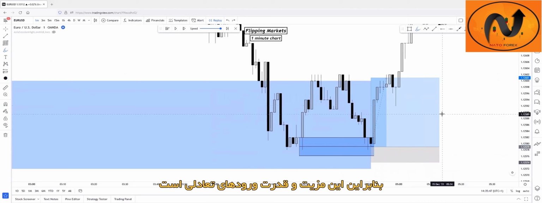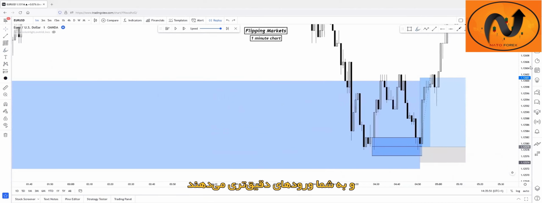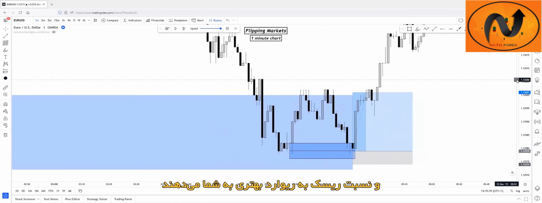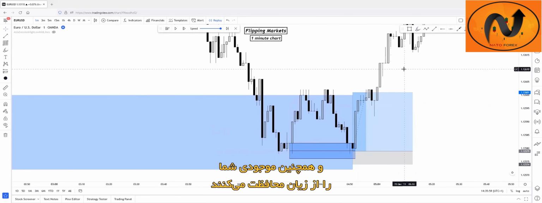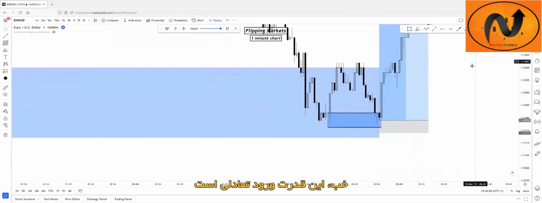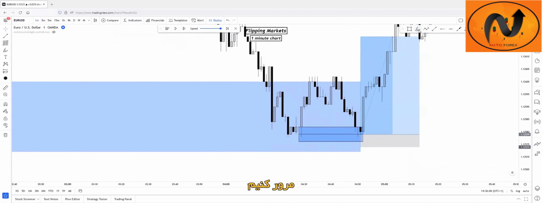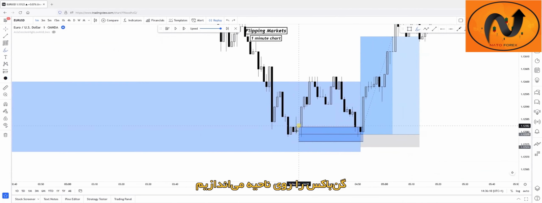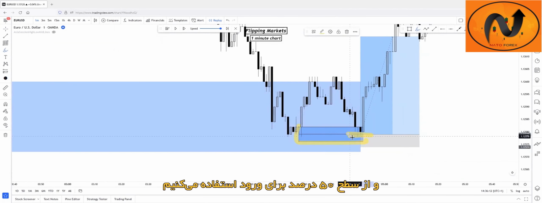So that's the power of the Gambaxes. That's the power of the equilibrium entries. It gives you a more precise entry and a better and bigger risk-reward ratio, and also protects your capital from losses. Once again, the wick is bigger than the 50% of the whole candle, Gambax on the zone, 50% entry, and you are in the trade.